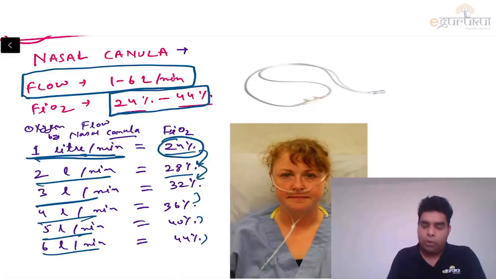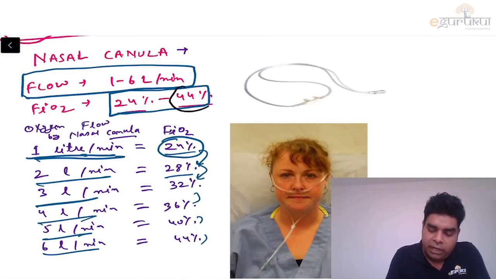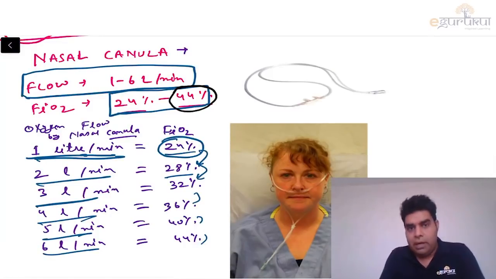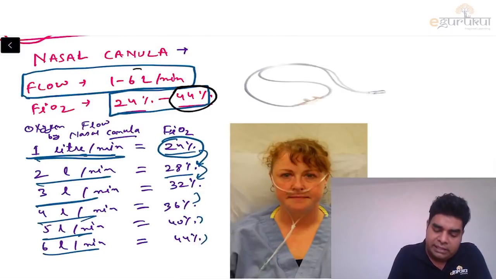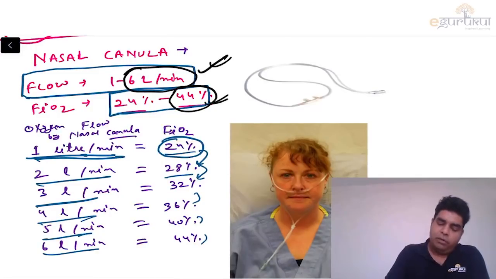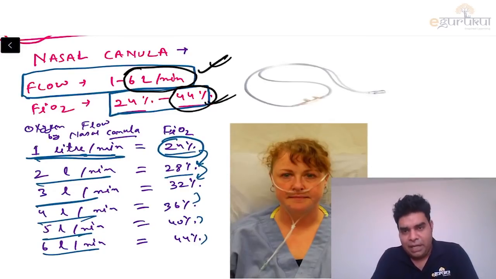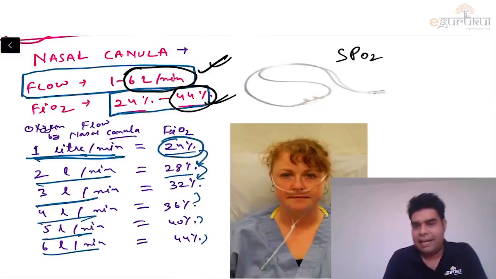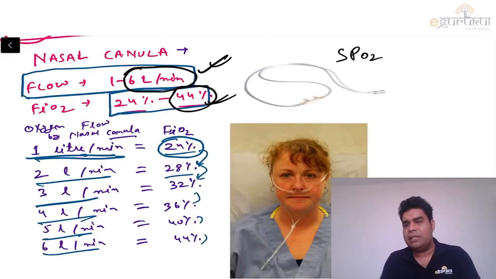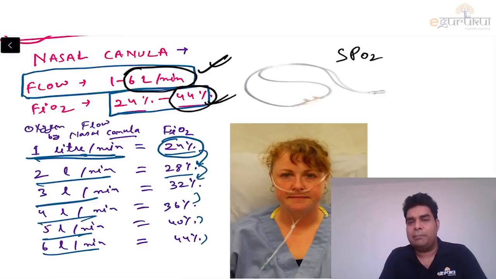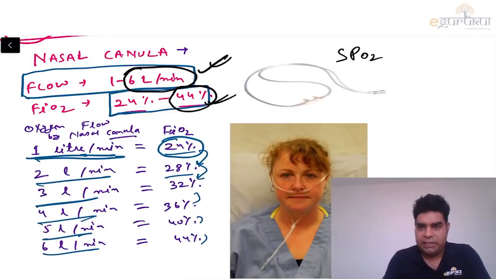So the maximum FiO2 from nasal cannula is 44%, and the maximum volume of air which the patient can take from nasal cannula is only 6 liter per minute. Okay, so 6 liter per minute is the volume, and 44% is the FiO2 from the nasal cannula. So nasal cannula will not be useful if the saturation of the patient is, let's say, less than 90%. It's not so useful, but we can still use it up to 85%. But below 85%, of course, there is no use of giving only 6 liter per minute of oxygen. We need more oxygen for the patient.